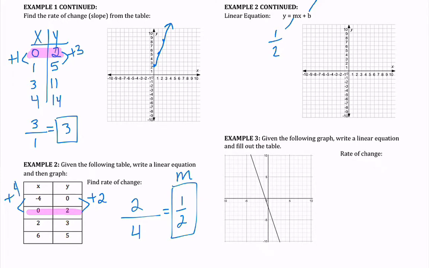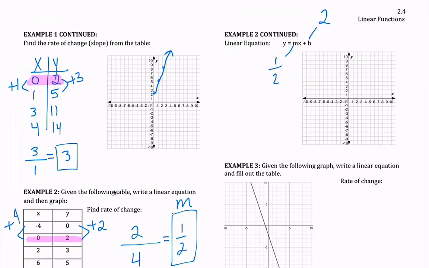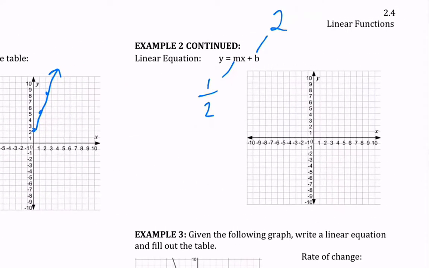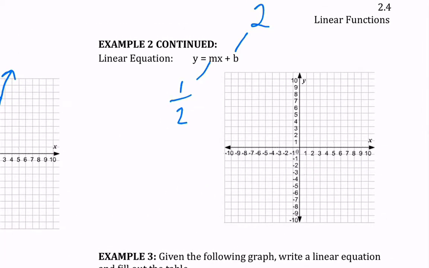Okay, so now we can write our equation. Now that we know our slope, we found that here was 1/2. We know our y-intercept is 2 because I found when x is 0, y is 2, my y-intercept. Okay, so now that I have my slope and my y-intercept, I can write my equation. So I'm going to zoom back in here. So y equals 1/2 x plus 2.